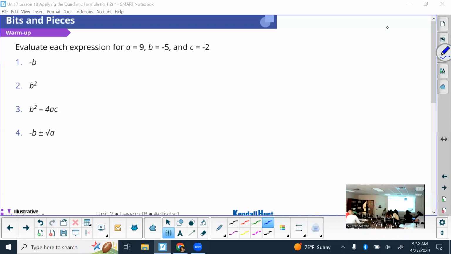The formula, you had to evaluate each expression for those given values of A, B, and C. So let's see. Table 8, you could either tell me the final answer or tell me what it looks like plugged in. The final answer is -5.